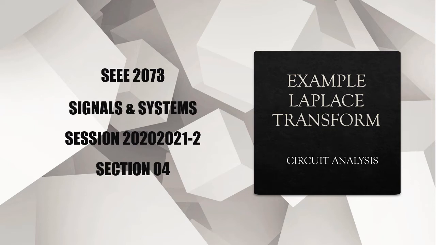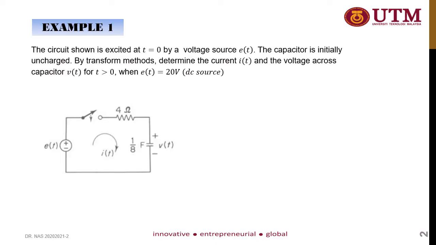So let's discuss some examples on circuit analysis using Laplace transform. Okay, let's look at the first example. The circuit shown is excited at t equal to 0 by a voltage source e(t), and the capacitor is initially uncharged. By using transform methods, determine the current i(t) and the voltage across the capacitor v(t) for t larger than 0 when the source e(t) equal to 20 volt.